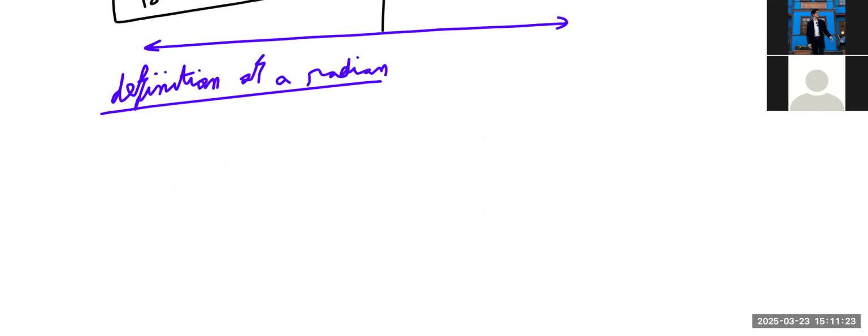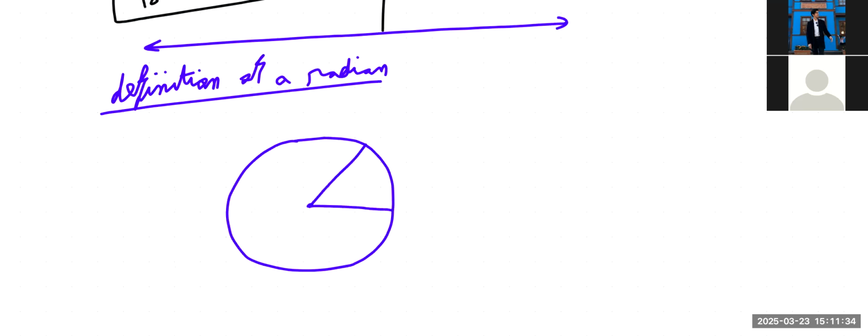It says that if you draw a circle, a unit circle specifically, meaning a circle with a radius of 1, and you make an arc that has an arc length exactly equal to the radius of the circle, the angle you would need to make that arc would be 1 radian. That's the definition of a radian. Pretty weird, honestly.